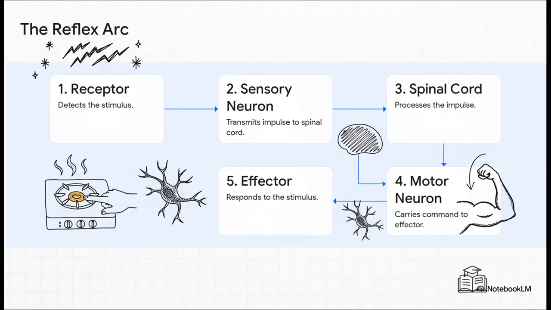And then we have the reflex arc, which is kind of like the emergency fast lane of your nervous system. It's a simple 5-step pathway you just have to drill into your memory.